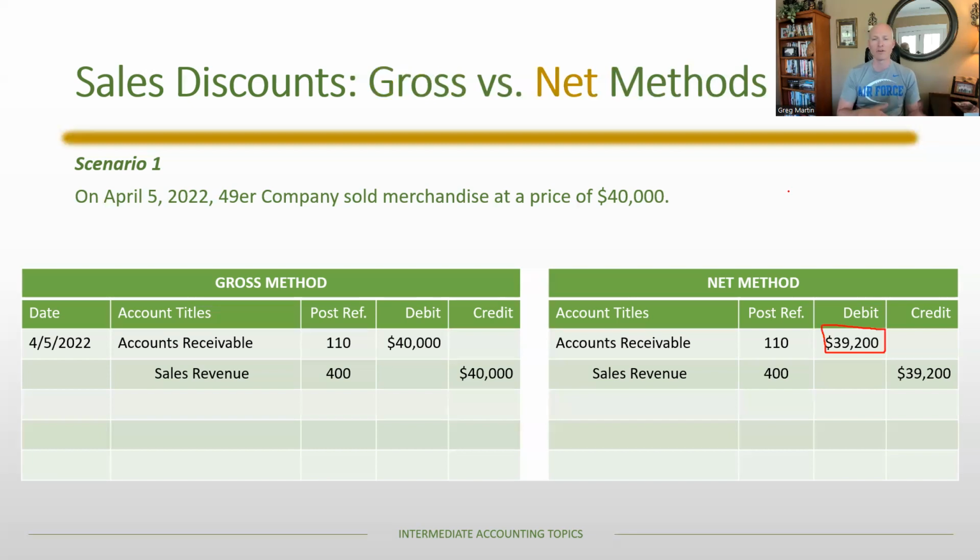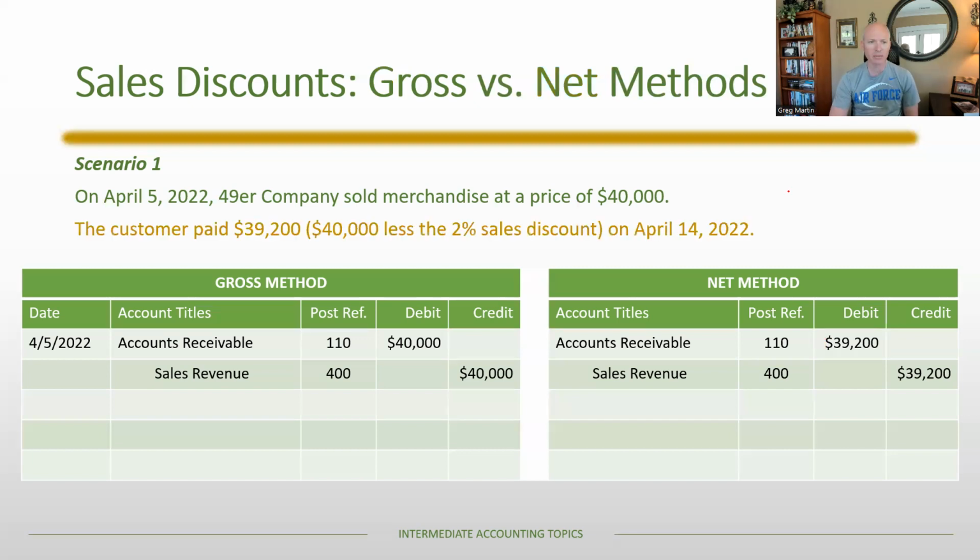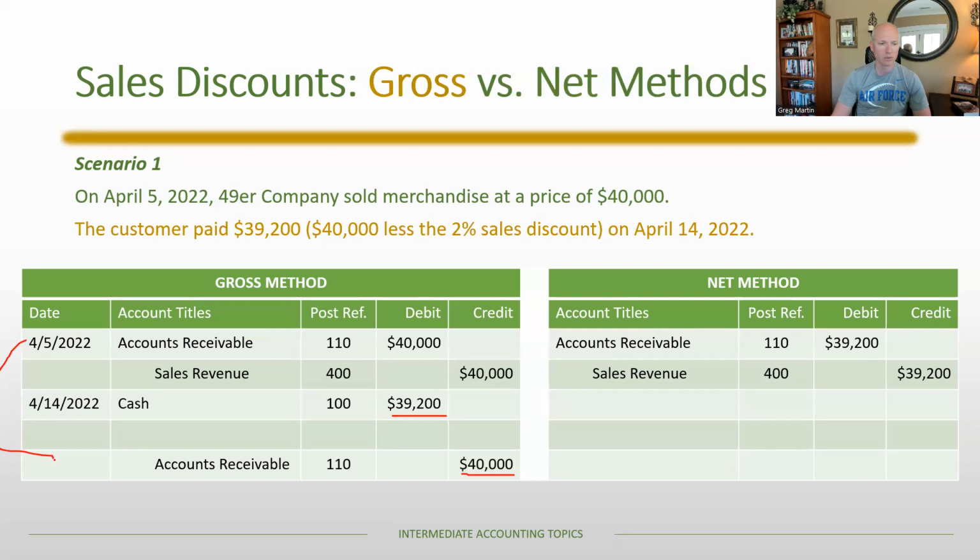So gross versus net. Now, in the second piece, which is when the payment takes place, again, two scenarios here. So with the gross method, since the payment was made, they did not have to pay the full amount. So they paid 98%, a 2% discount. But my receivable is still a $40,000 receivable. So notice the balance here. That's okay. It doesn't change the receivable amount.